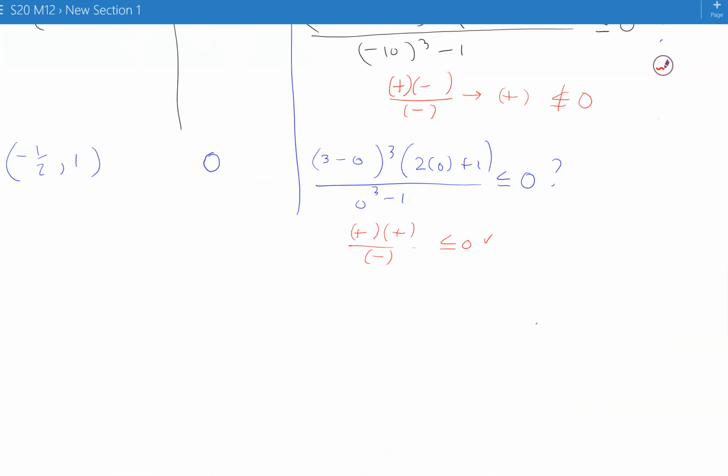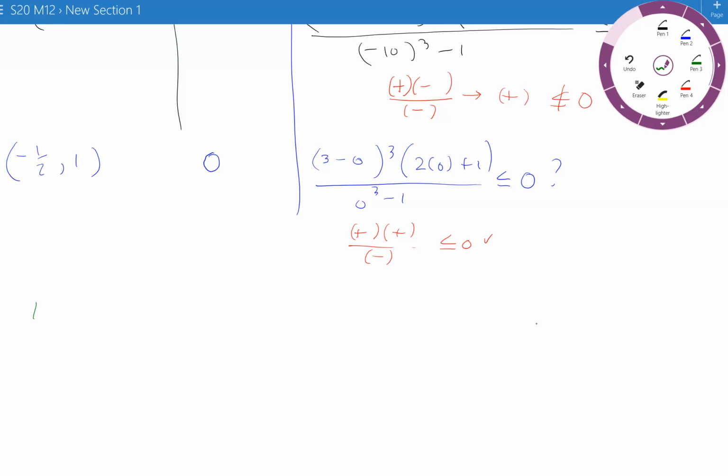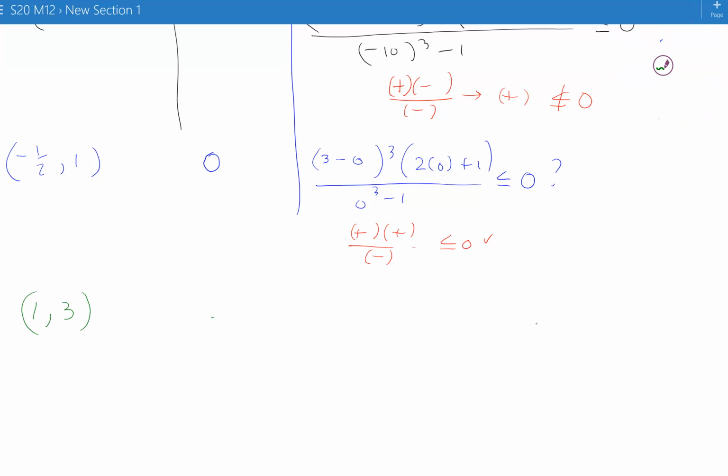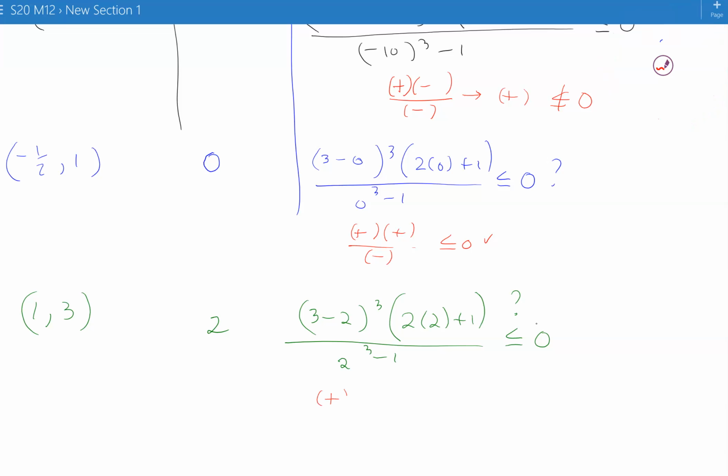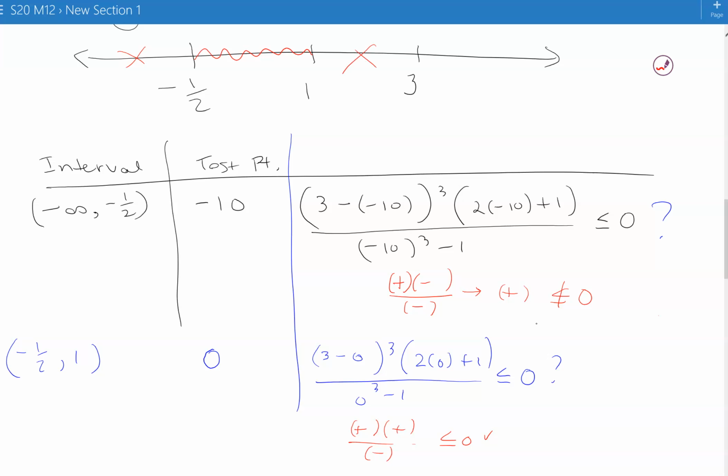Okay, and then my next piece is from 1 to 3. So I'm going to pick 2. So I'll have 3 minus 2 cubed, 2 times 2 plus 1, and 2 cubed minus 1, and I want to know if that's negative. So again, I'm going to make my sign chart, and I'll have a positive and a positive over a positive, so that's definitely not negative. So I don't want this piece of the number line.